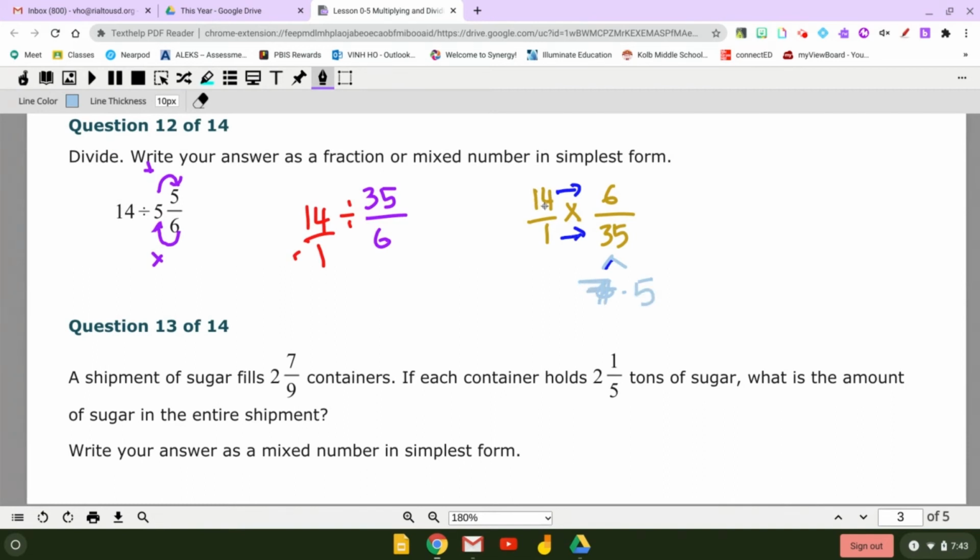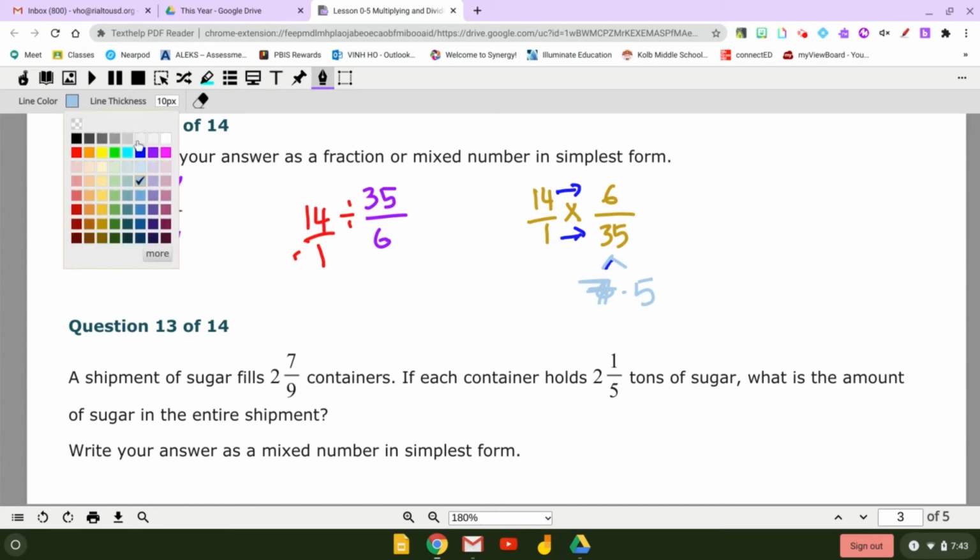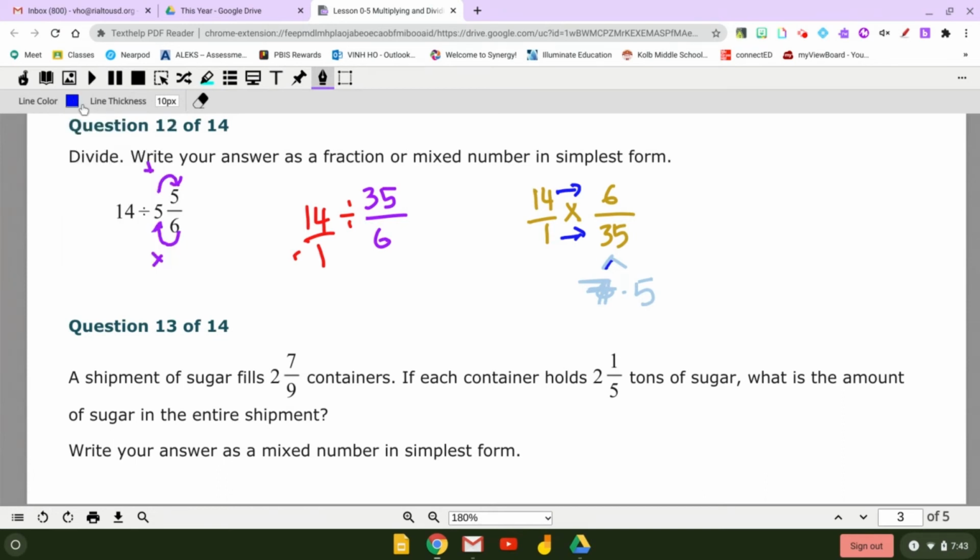Then I can see that 14 has a factor of 7, so I can actually reduce it by 7, right? 14 reduced by 7 is 2, and 7 reduced by 7 is 1. So we have 2 times 6 is 12, and 1 times 1 times 5 is 5. 12 over 5, that's the answer. Again, you can go ahead and multiply them in and then reduce after. Either way, it still gives you the same answer.